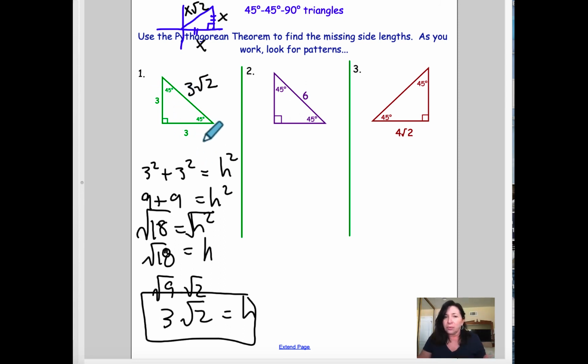But if I know that this is a 45, 45, 90, I can also just use my brain. Like 5, 5, this must be 5 root 2. 6, 6, 6 root 2. Do you see what I'm saying? You can use any number that works. Now, the problem comes in when there's two issues.